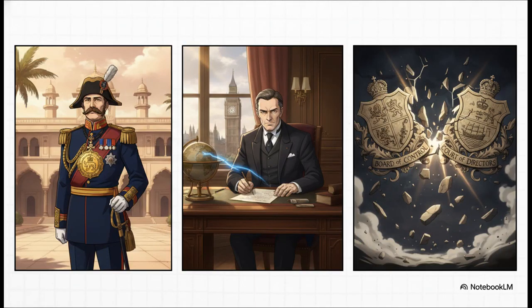So what did the new setup look like? The Governor General got a new title, Viceroy of India, who is the Crown's personal representative. Lord Canning was the first. A brand new, powerful job was created back in London, the Secretary of State for India. And to make the takeover complete, the company's old governing boards were just gone, wiped out.